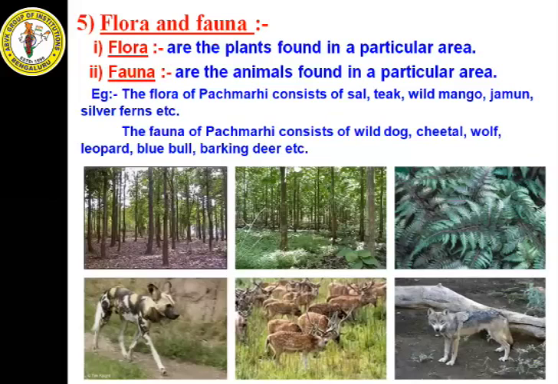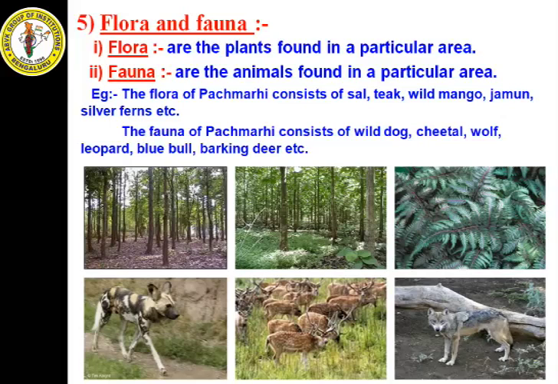Next we have flora and fauna. As I told you, what do you mean by flora and fauna? Flora is nothing but the plants found in a particular area. Fauna is nothing but animals. So instead of plants and animals, why are we calling them flora and fauna? Because these plants and animals are found only in that area. They are particular to that area. So they are called flora and fauna.